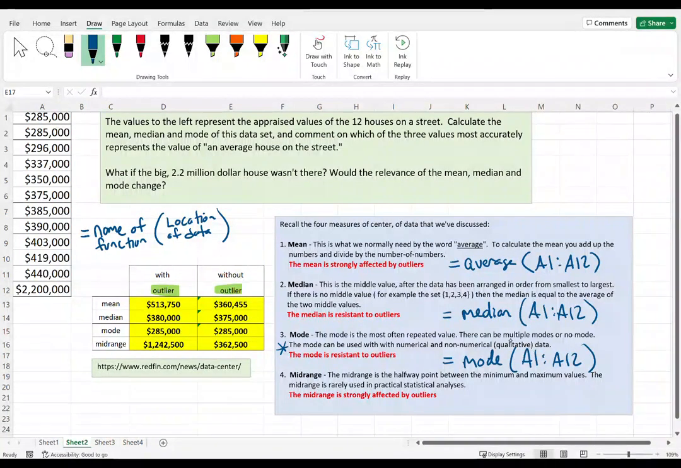The ones that we are going to be using much more commonly throughout the rest of this semester and this series of videos are the first two, the average and the median functions. And then the mid-range, there's no built-in function in Excel. So we just take the average of the max and the minimum values.